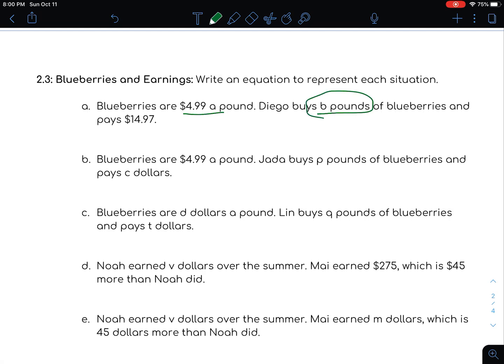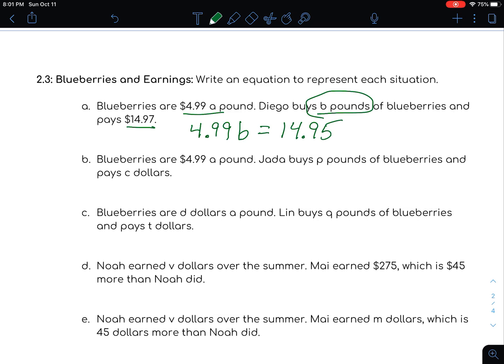All right, so we have $4.99 per pound. Notice B represents pounds, and that comes out to $14.97. So 4.99 times the number of pounds will give us our total of 14.97. All right, and we could then solve that for B if we wanted to, dividing both sides by 4.99, and we would get the number of pounds.